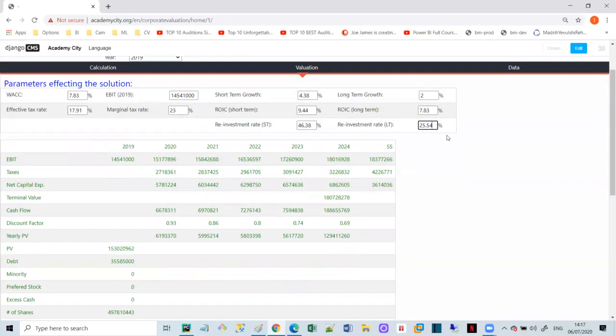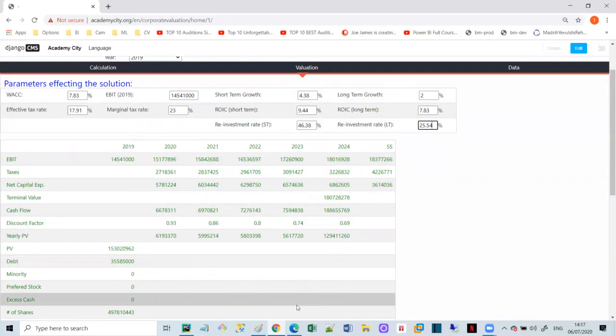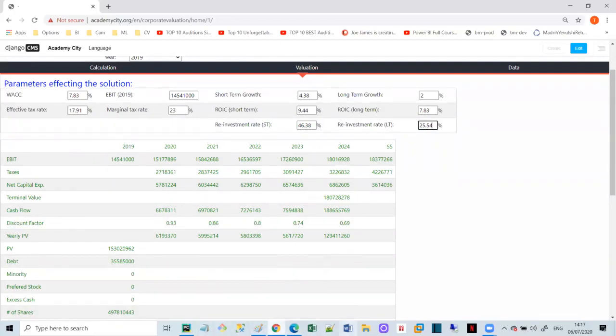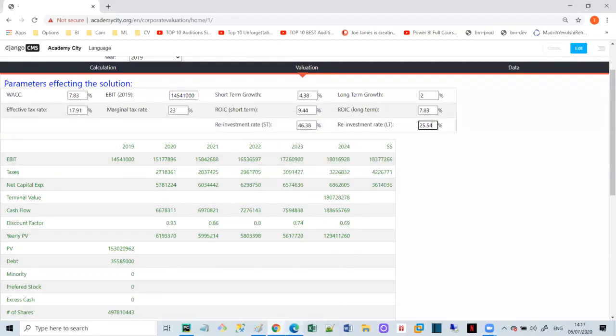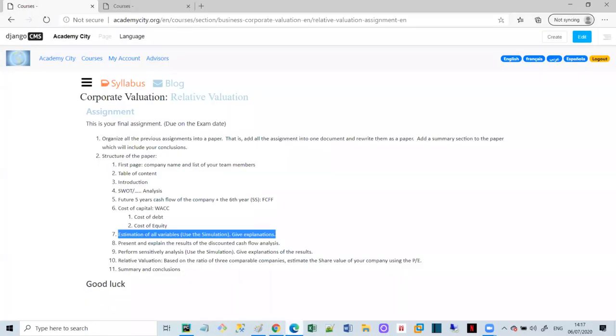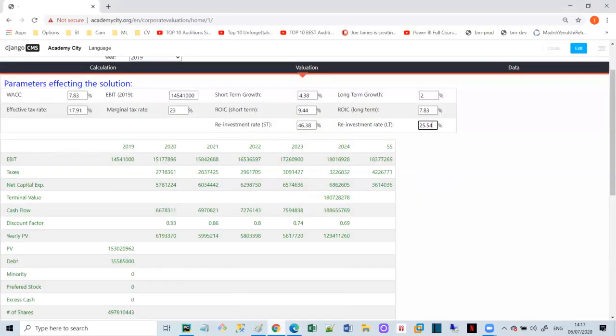Is everybody clear on that part? In a minute, I'm going to talk about sensitivity analysis. Just for the marginal tax rate, you took it from the last year, right? From 2019, right? Exactly. This is the EBIT for 2019.